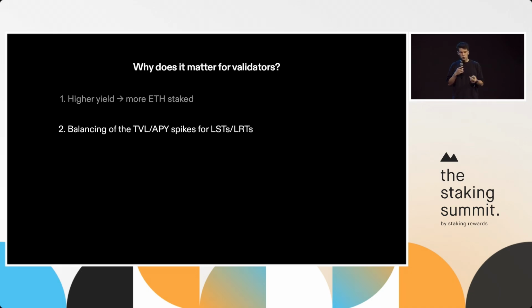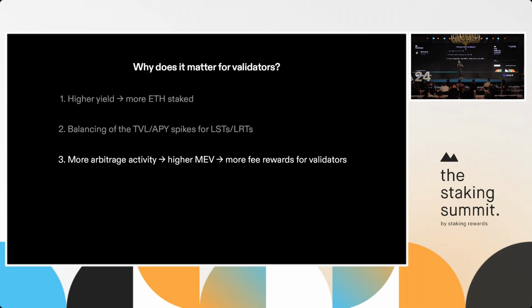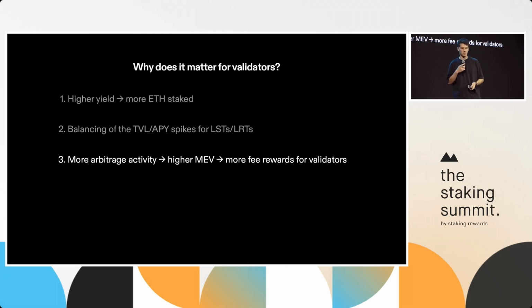The second reason is more interesting. Leverage tokens for LSTs and LRTs will always optimize themselves for optimal rewards. With all the spikes in the TVL or the APY of the underlying LST, they will rebalance automatically to the target leverage and keep these optimal market values. And the last point is that with all this arbitrage activity around, you have more transactions, more MEV, and more fee rewards for validators.